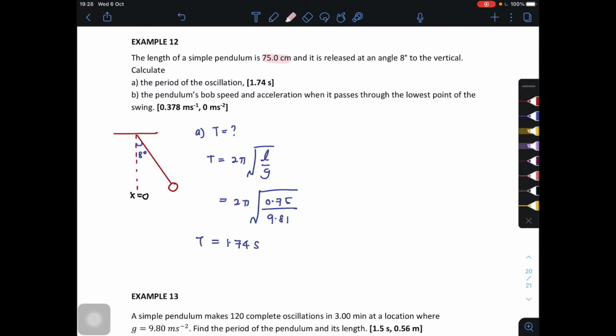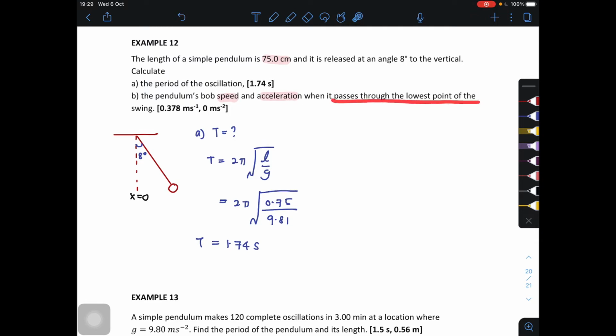Okay, next we want to find the speed and acceleration when it passes through the lowest point of the swing. Lowest point here means it is at the equilibrium. So this is the lowest point, meaning that X will be equal to 0. So we want to find V and A. Remember before this, if X is equal to 0, it means V has a maximum value.